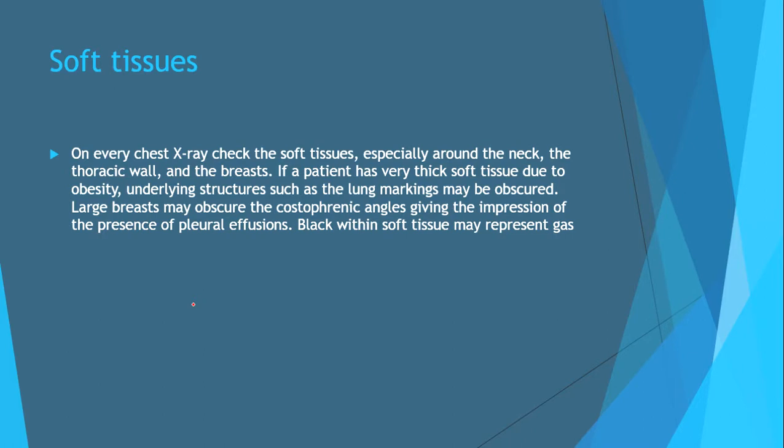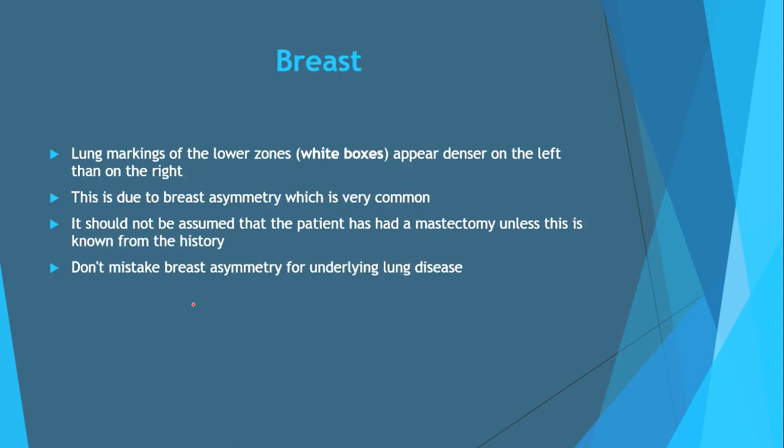Soft tissue. On every chest X-ray, check the soft tissue, especially around the neck, the thoracic wall, and the breasts. If a patient has very thick soft tissue, due to obesity, underlying structures such as the lung markings may be obscured. Large breasts may obscure the costophrenic angles, giving the impression of the presence of pleural effusions. Black within soft tissue may represent gas.